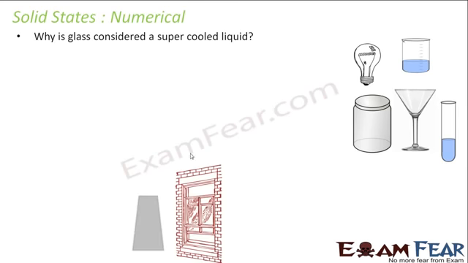Also, if you see the windows of old buildings, they are thicker at the bottom. This is the glass window. It will be thicker at the bottom and thinner at the top. Why? Because the glass flows. So that's why glass is called a super cool liquid, because it has a tendency to flow slowly. Glass is amorphous, and all amorphous solids have a tendency to flow slowly.